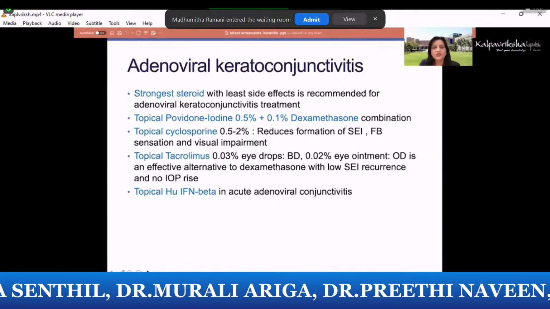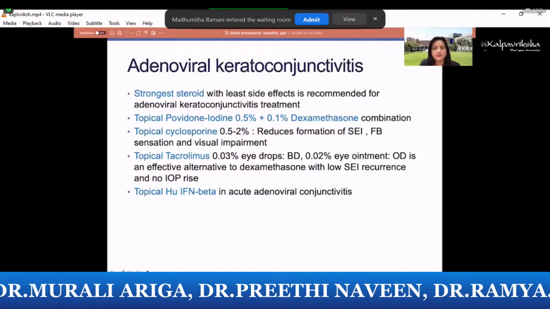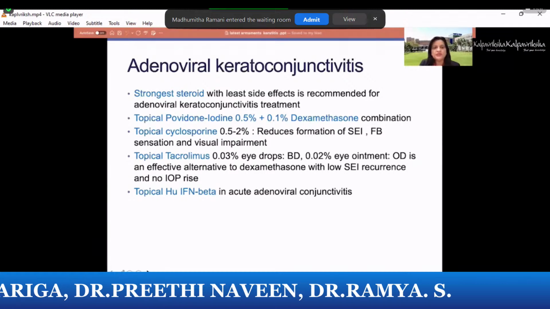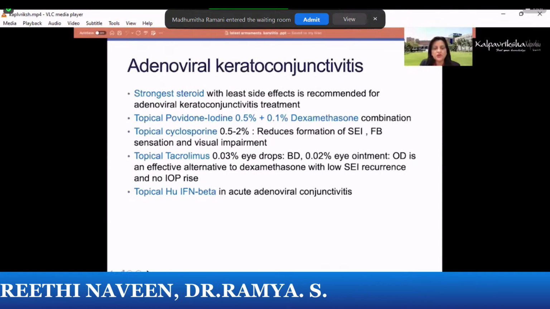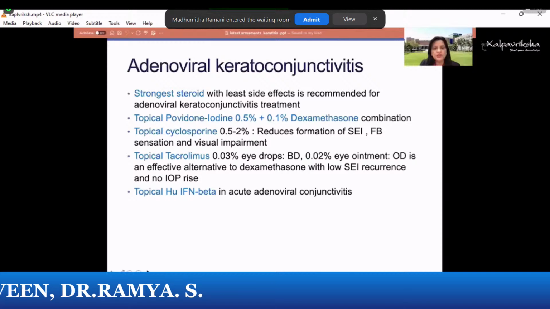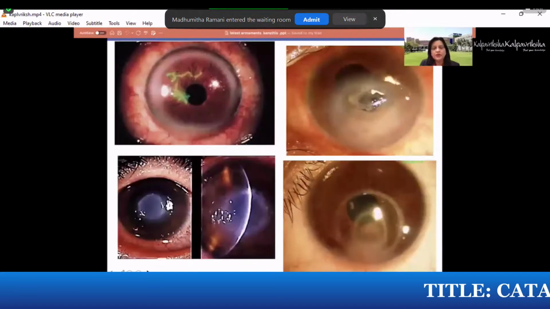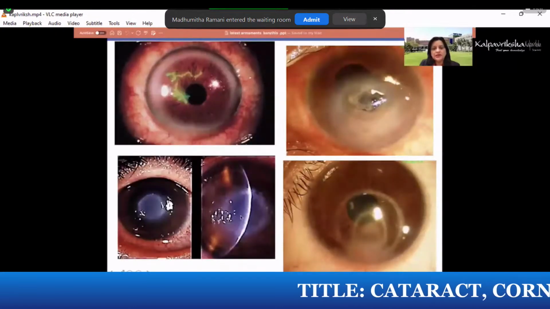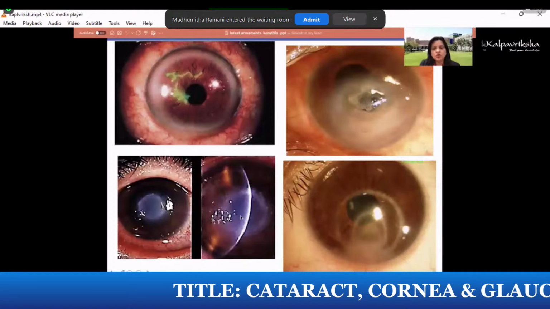Topical povidone iodine with steroid is also shown to be extremely useful. And in recurrences, topical cyclosporine or topical tacrolimus can be tried. Topical HU-IFN beta is the new molecule for adenoviral keratoconjunctivitis, only tried anecdotally. In herpes keratitis, you can have epithelial herpes keratitis, stromal, necrotizing, or it can be a double immune ring of Wessely.